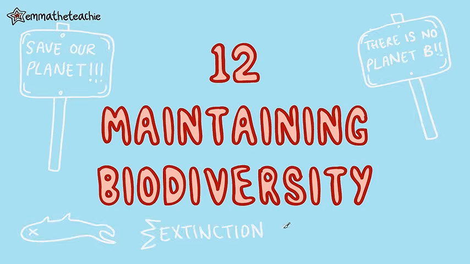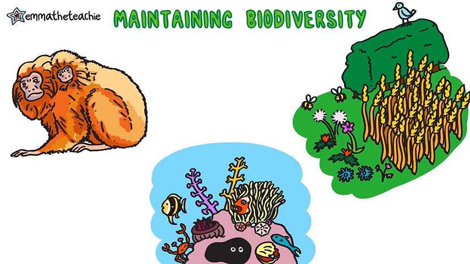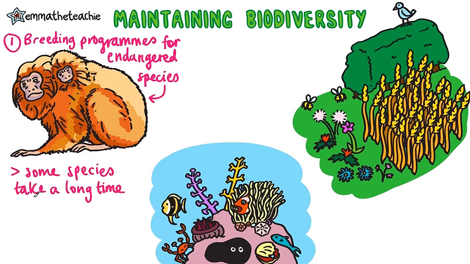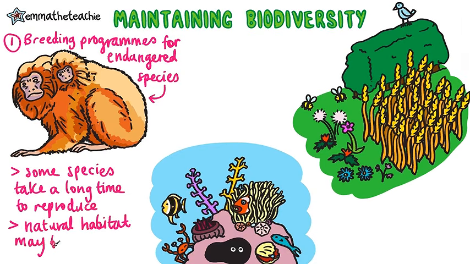12. Maintaining biodiversity. Scientists and concerned citizens have put in place programs to reduce the negative effects of humans on ecosystems and biodiversity. These include breeding programs for endangered species, like this golden lion tamarin, which can be pretty hard as some species take a long time to reproduce, and it's important to prevent inbreeding. Even if it is successful, often the species' natural habitat has been destroyed, so there's nowhere to safely release them.